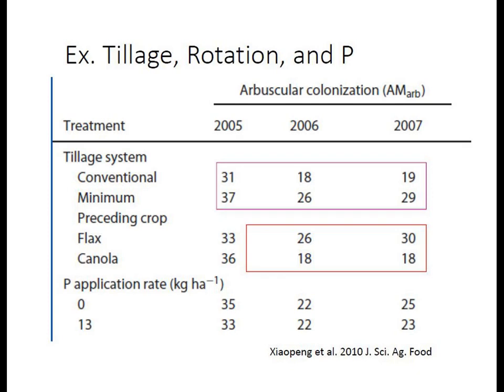The preceding crop, in 2 of the 3 years, we can see that flax increased the colonization of the spring wheat compared to canola. This is really important because canola is non-mycorrhizal, okay?